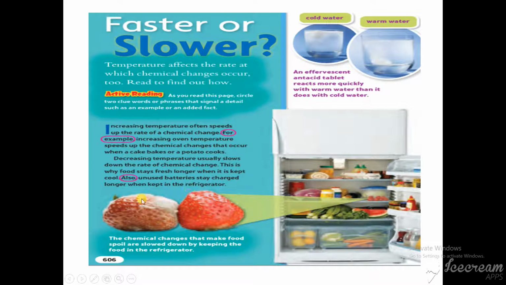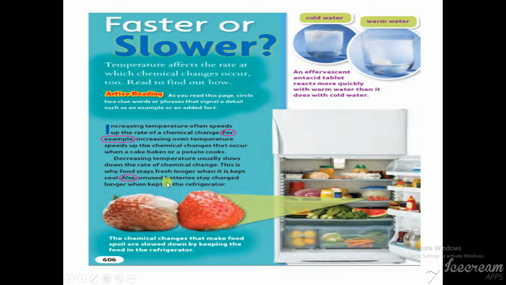For example, you know that strawberries, when your father or your mom gets them, they immediately put them into the fridge. You know they cannot stay long in the hot temperature. You need to decrease the temperature and store these strawberries. They will rot very fast. So this is why food stays fresh longer when it is kept cool.